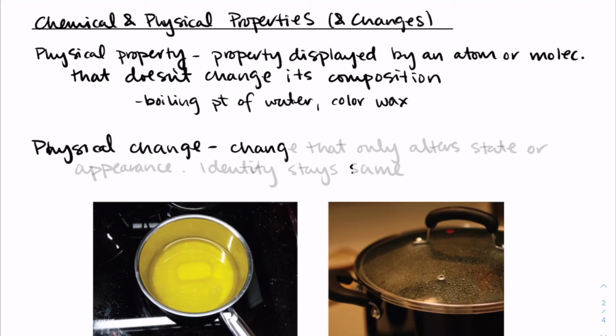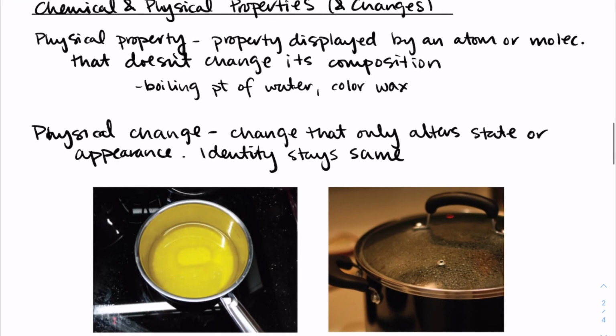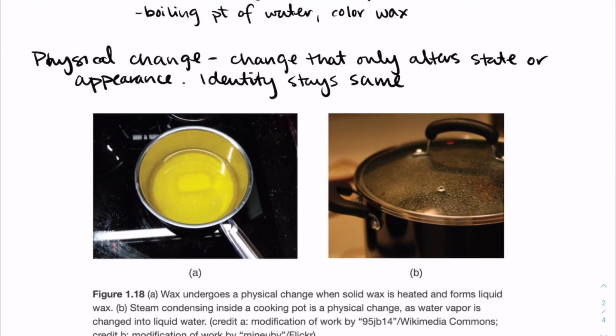The change, so a physical change, is a change that alters the state or appearance, but the identity stays the same. So boiling water, so that is an action, as opposed to the boiling point, which is a description of a point at which that action would happen. Boiling water is a physical change because it is liquid water before and gaseous water after. The boiling point would be the physical property.